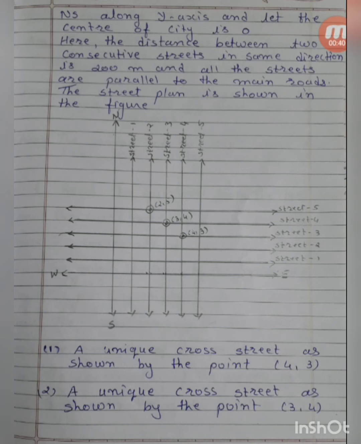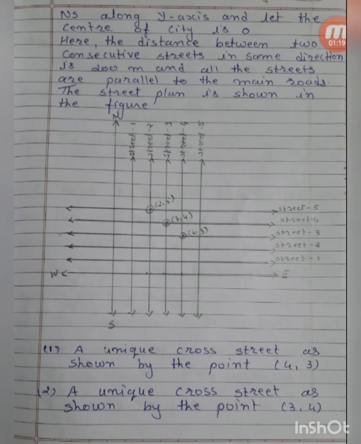You can see in the figure. Here we draw 5 streets vertically and 5 streets as horizontal lines. According to this, you can see here is street 3 parallel to WE and street 4 parallel to SN. So this intersecting point is 4-3. Now here we can write the answer. Our answer is a unique cross street as shown by the point 4-3 and a unique cross street as shown by the point 3-4.